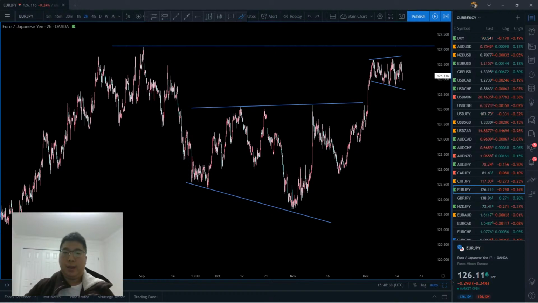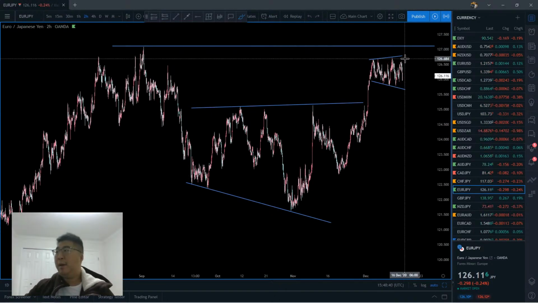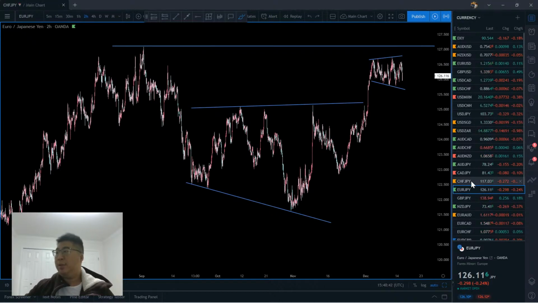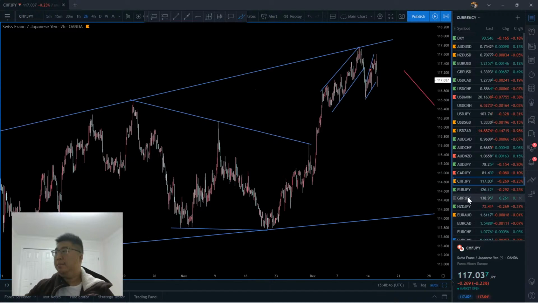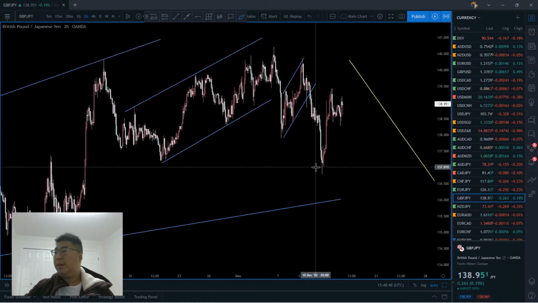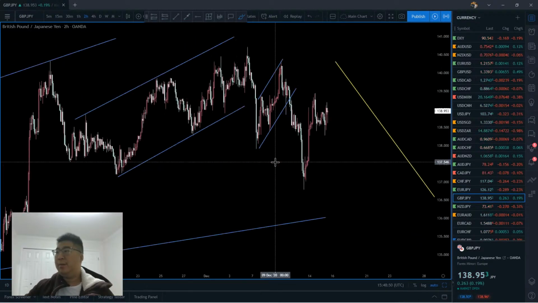So that is Euro yen. For my personal take, I would prefer Swiss yen because the price action is slightly better in my opinion. So I'll talk about pound yen. I'm not really interested in any of the pound pairs, I'll be honest.